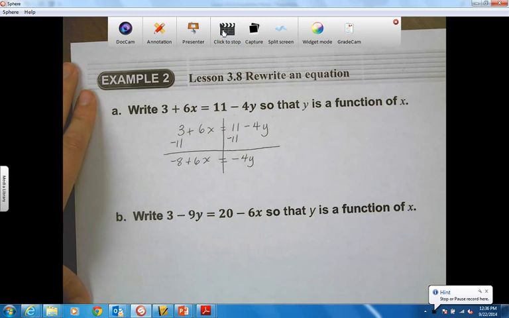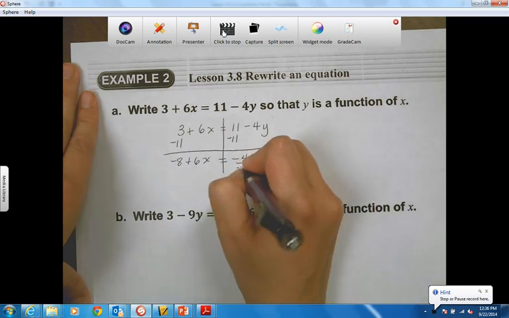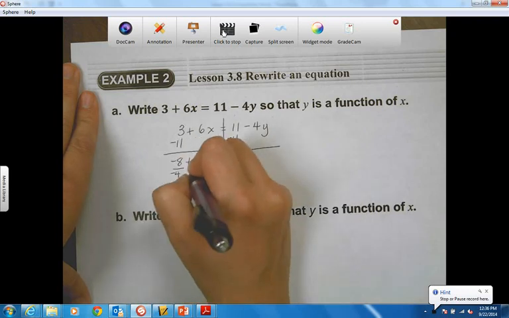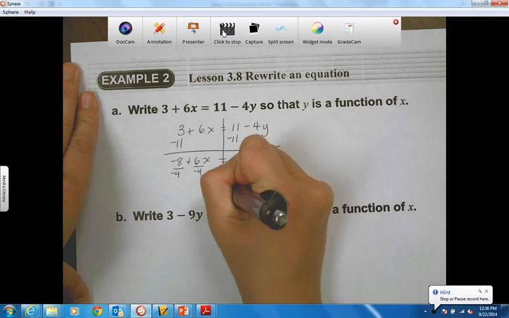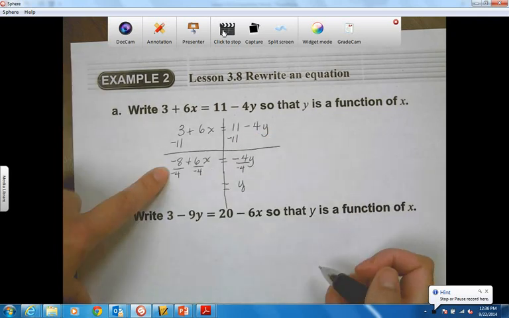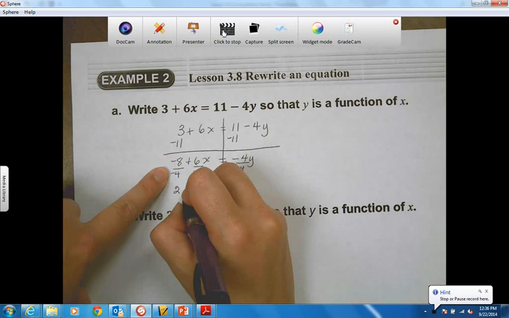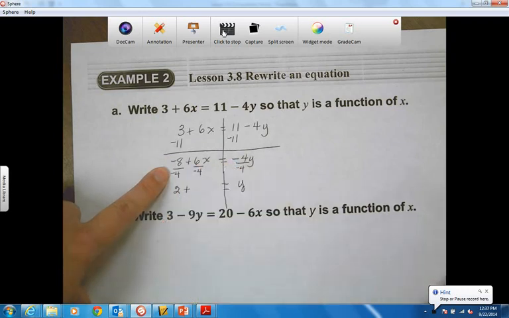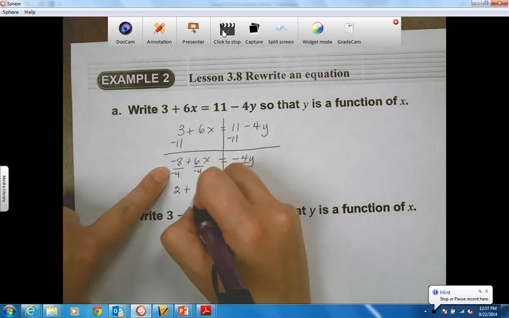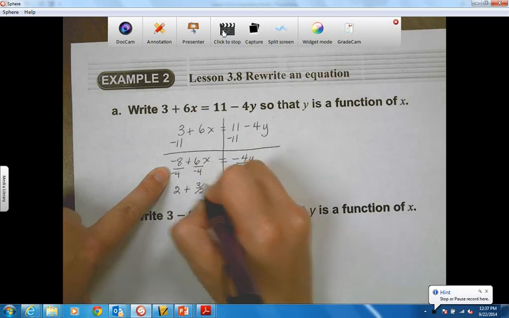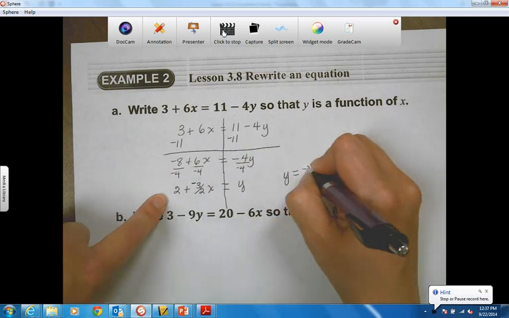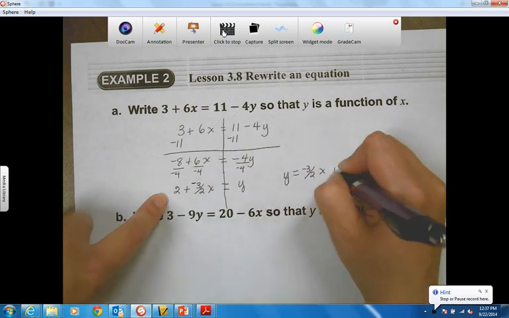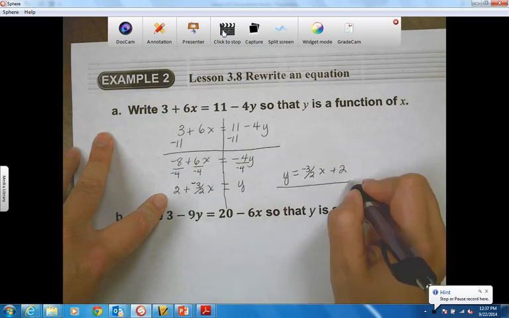Over here I have a negative 8 and a negative 4, which would be positive 2. A 6 and a negative 4, I'm going to reduce that to 3 halves x, and it's negative because there was one negative. So to rewrite it in function form, I have y equals negative 3 halves x plus 2. Some people like to reverse the order, but I would never reverse the order till the very end, because it's too easy to make mistakes if you start reversing it in here. I would just get what you get and then rewrite it like that.